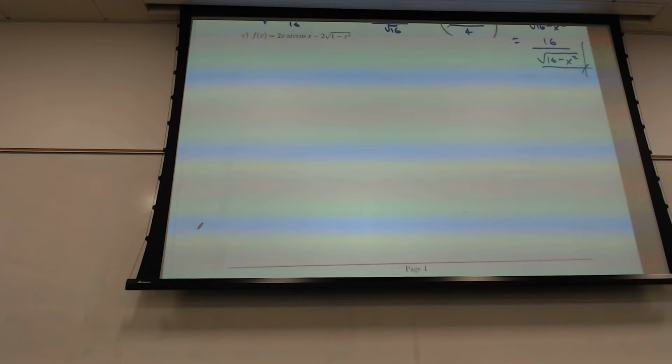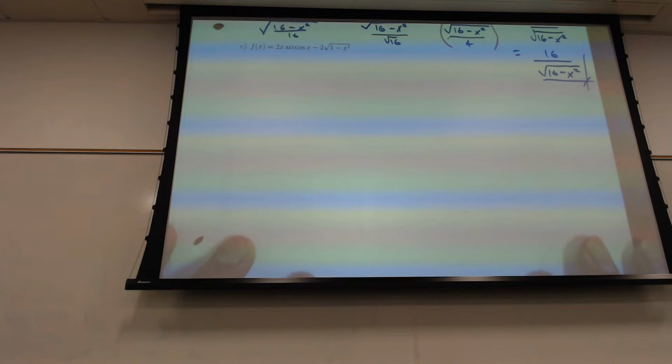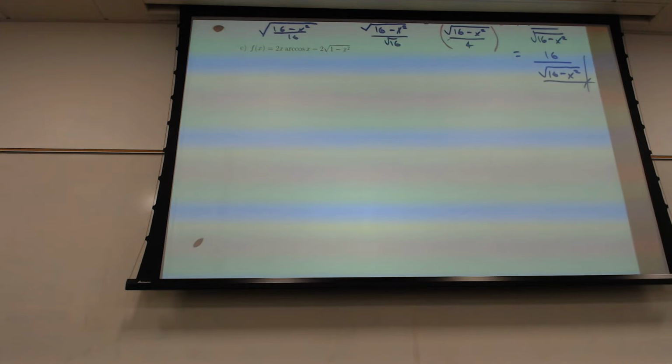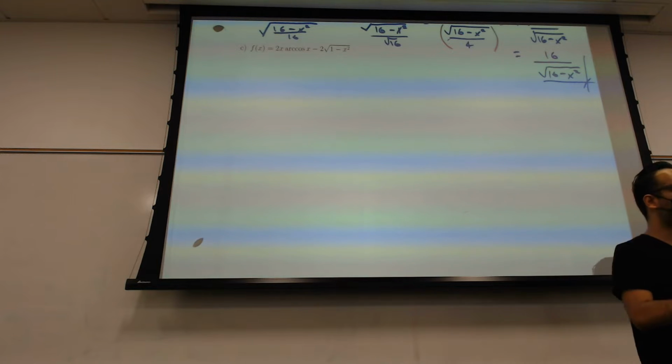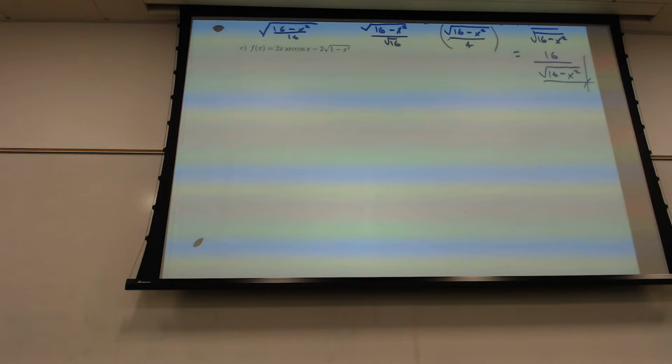All right, so let's work on letter C. f of x equals x times arc cosine of x minus 2 times the square root of 1 minus x squared. Oh my gosh, that looks big. In this case, we're going to use more than one differentiation rule. Can anyone name those differentiation rules that we're going to be using here?